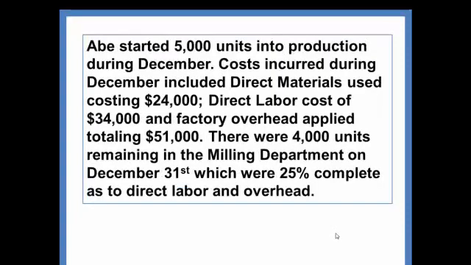Abe started 5,000 units into production during December. Costs incurred during December included direct materials used costing $24,000, direct labor cost of $34,000, and factory overhead applied totaling $51,000. There were 4,000 units remaining in the milling department on December 31st, which were 25% complete as to direct labor and overhead. Once again, these units are 100% complete as to materials, since all of the material is added at the beginning of the process.